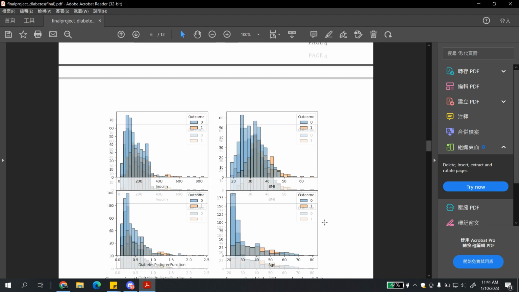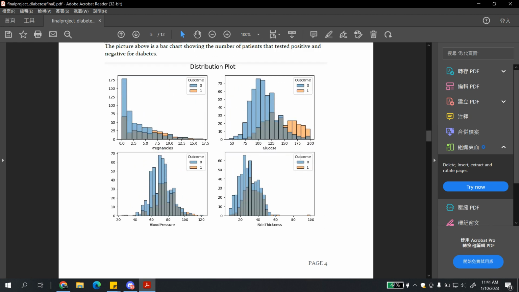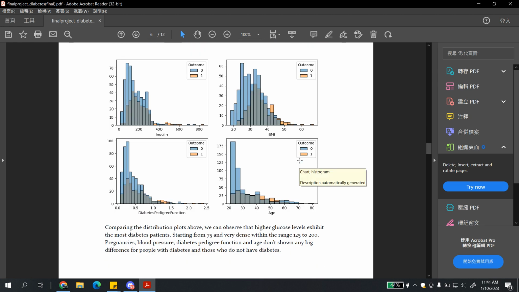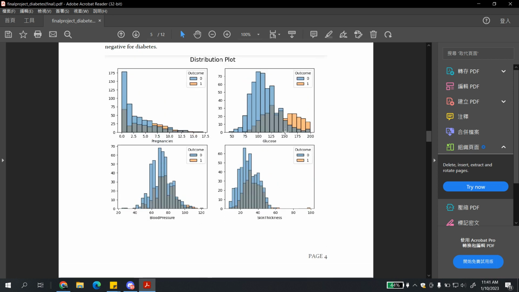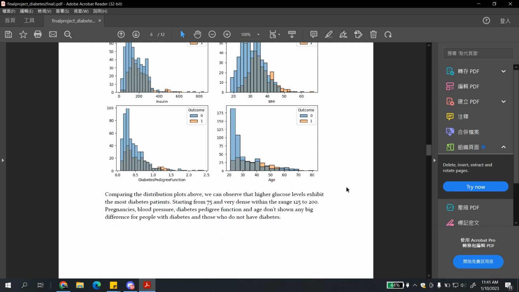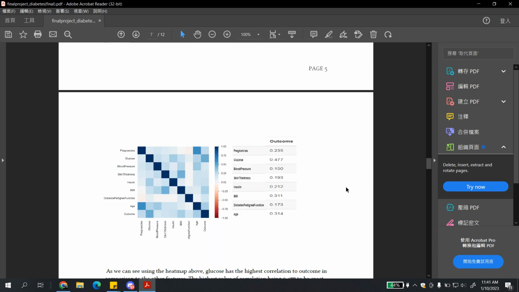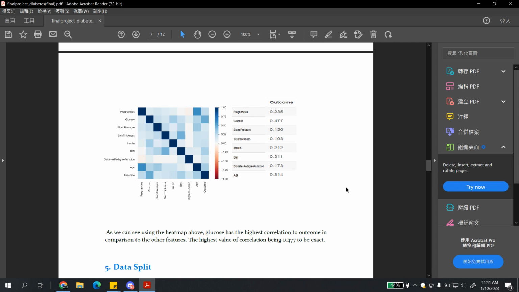And so you can tell by looking at the glucose, starting from 75, and it gets really dense between... actually it starts from 150 and gets very dense between these values. Okay.